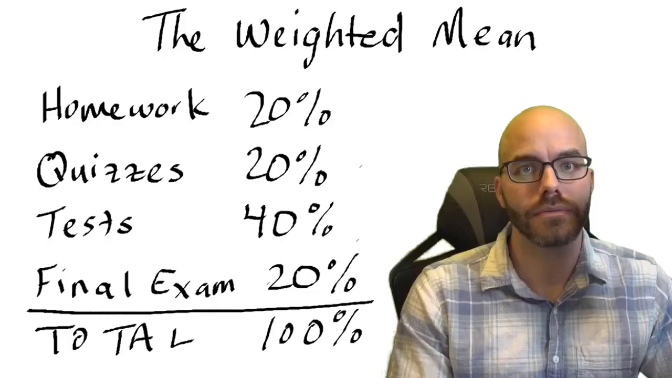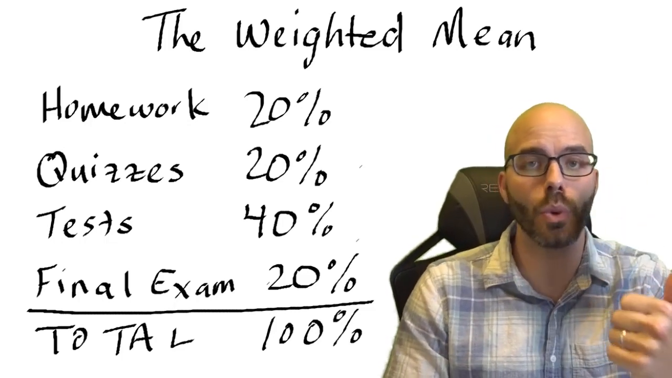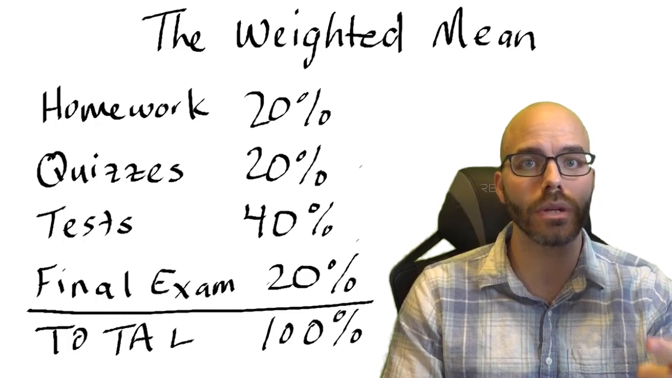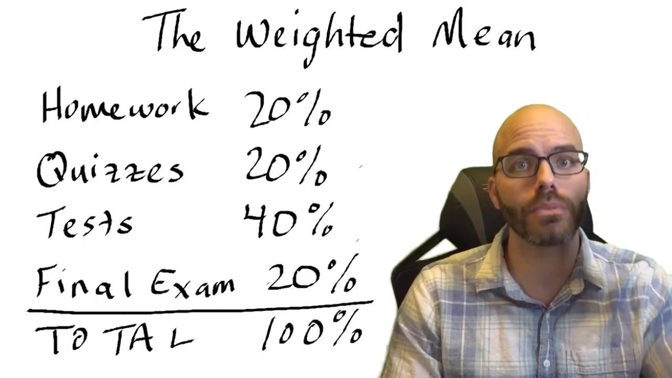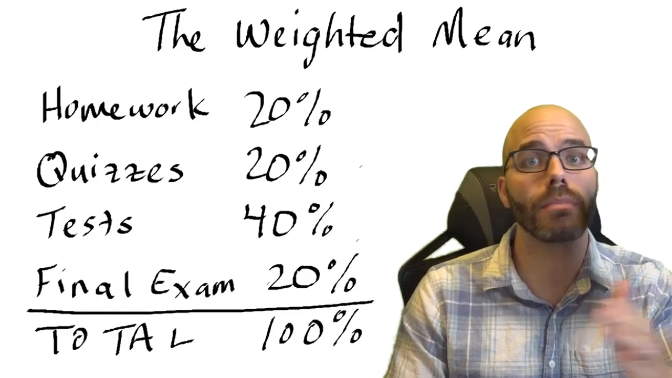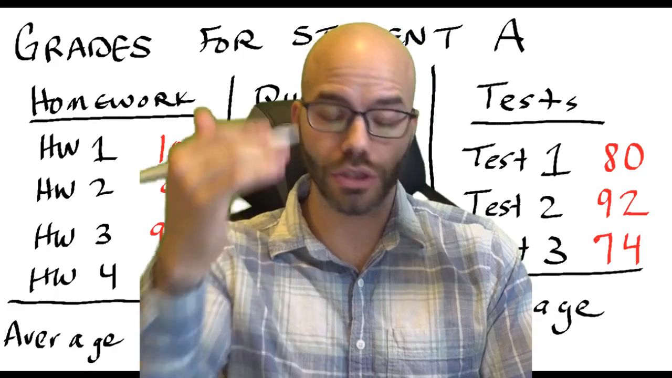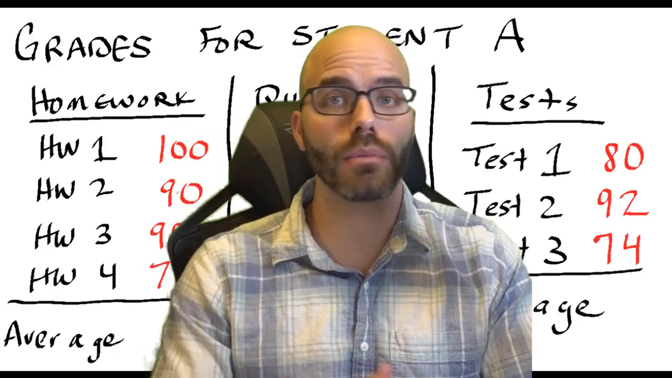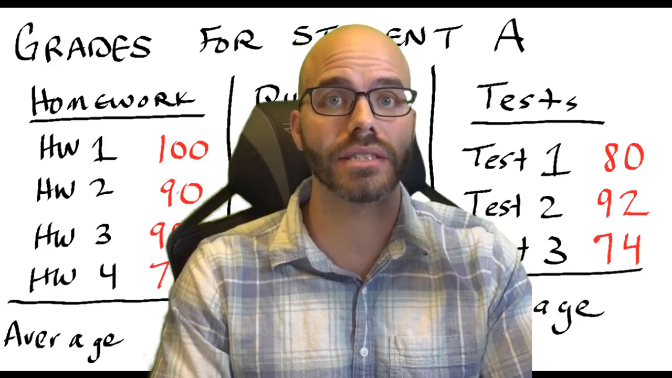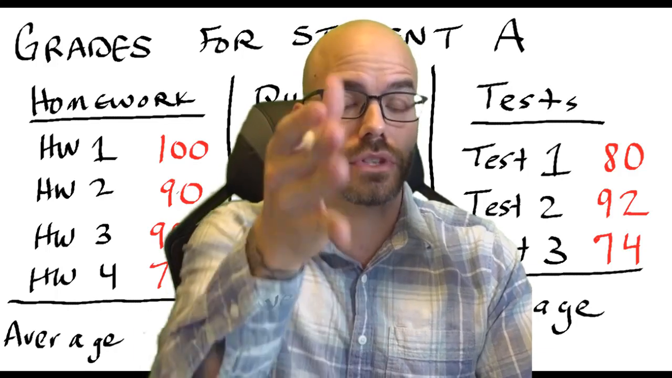Let's roll. The example I'm going to present is going to look at these categories. We want homework to be 20%, quizzes to be 20%, tests to be 40%, and the final exam to be 20%. Now let's pull up a possible set of grades. In your situation, you may have more homework grades, more quiz grades, more test grades in your particular class. So this is just an example. Make adjustments for your situation.